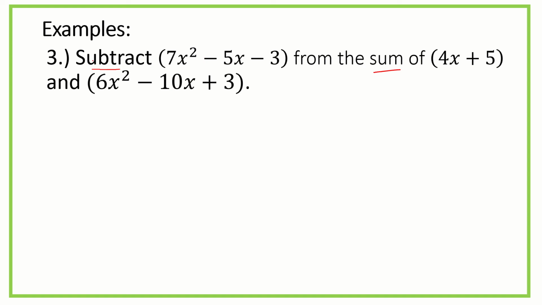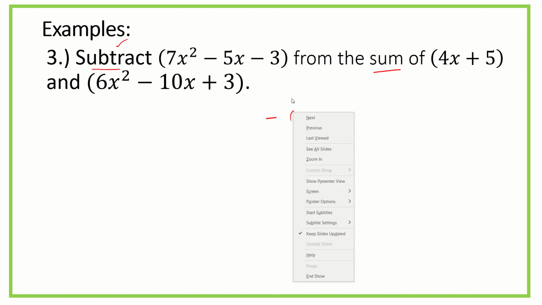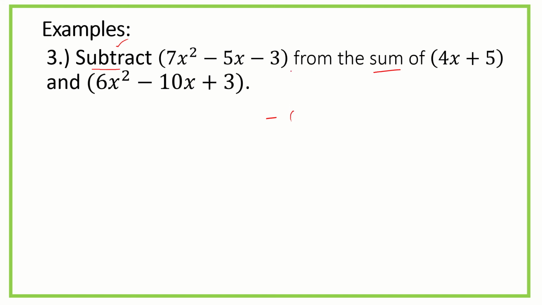So first, there's a word subtract. So you put subtract here. Subtract 7x squared minus 5x minus 3 from. Because there's a word from, that means you put this polynomial on the right side of our minus. So 7x squared minus 5x minus 3. Then, after reading this, it says from the sum of. So meaning, you have to add. Add something on the left side of the minus.